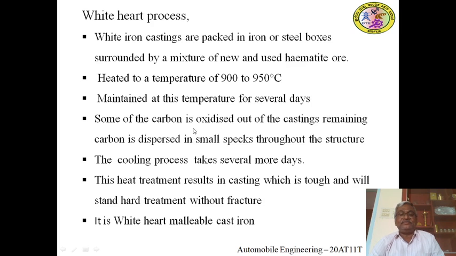At that time the carbon present in the white iron casting is oxidized. Some of the carbon is oxidized out of the casting, and the remaining carbon is dispersed in small specks throughout the structure, distributed like small balls.